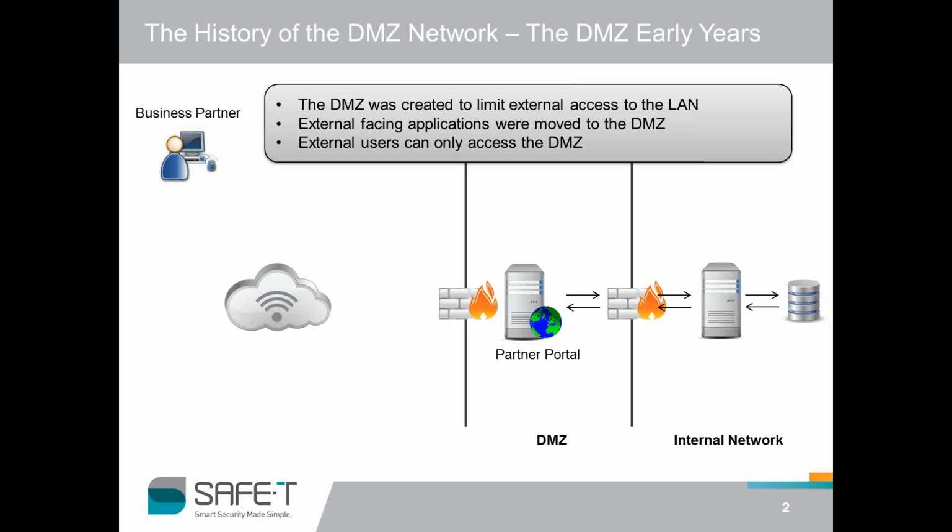So then the DMZ was created, and the role of the DMZ was to limit external access to the internal network. External facing applications were moved to the DMZ, and external users can only have access to the DMZ. So with the creation of the DMZ, external users don't have any more access to the internal network. The DMZ started to contain static web pages and static information, and external users were able to access it without having to access the internal network.